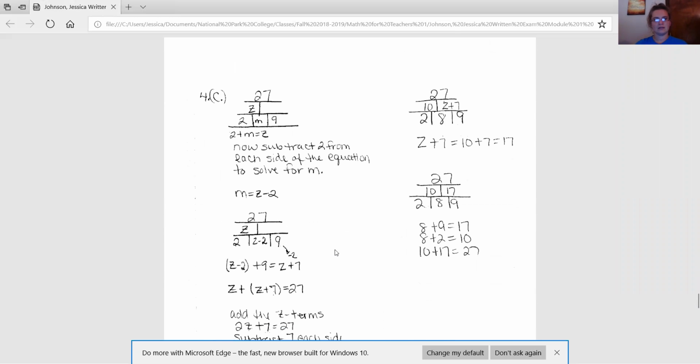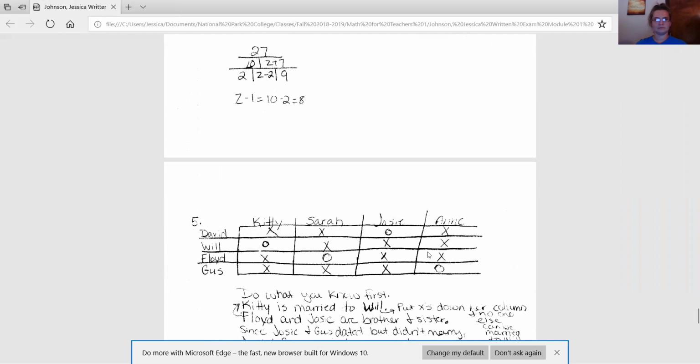Same for 4c. It's a little different because the middle m is missing. So you're missing 2 boxes, but it's very doable. 8 plus 9 equals 17. 8 plus 2 equals 10. 10 plus 17 equals 27.